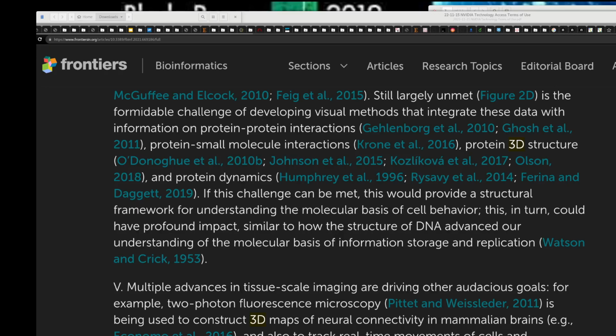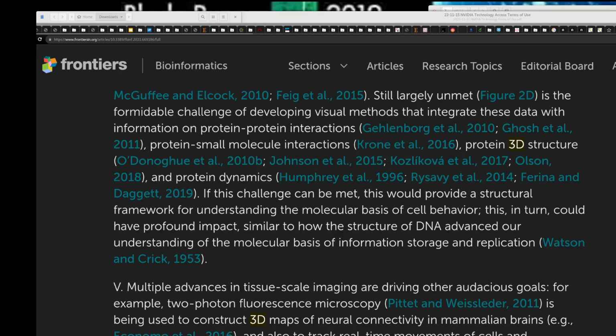If this challenge can be met, this would provide a structural framework for understanding the molecular basis of cell behavior. This in turn could have profound impact, similar to how the structure of DNA advanced our understanding of the molecular basis of information storage and replication. Watson and Crick, 1953.